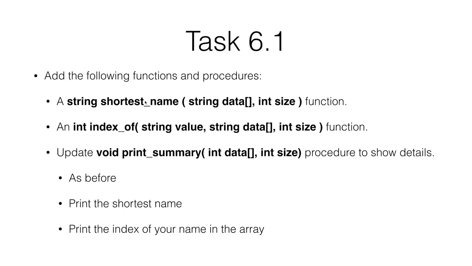So that's how to calculate the shortest name, and you could use the same sort of logic to calculate any minimum. Have a go at finding the index of a name in the array, and then adjust print summary so that it prints out the details listed here.